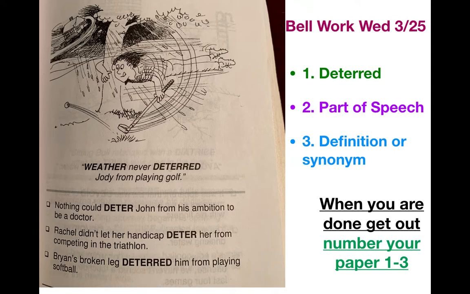Okay, so part of speech, very easy. We have the word deter and deterred. There's only one part of speech that changes based on tense, and that is a verb. Very good. Let's look at this image to try to figure out the definition.